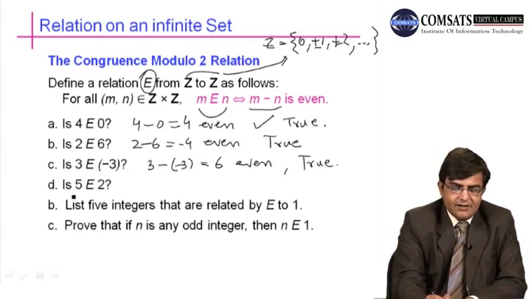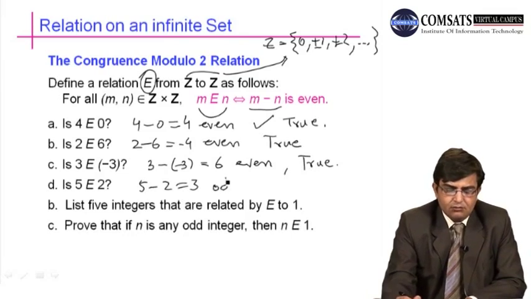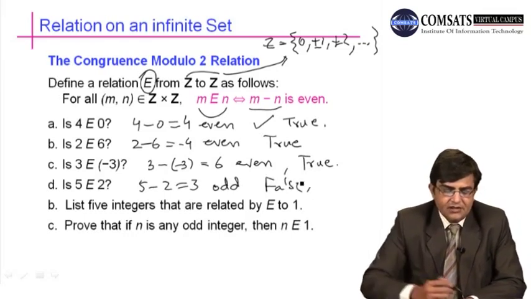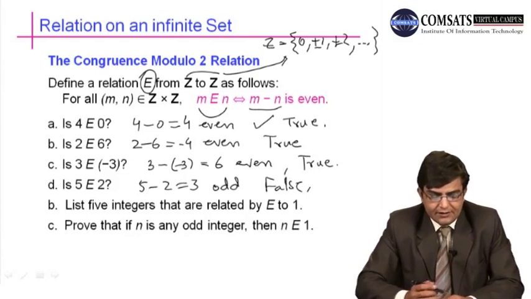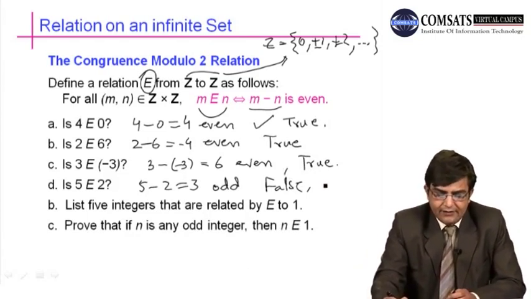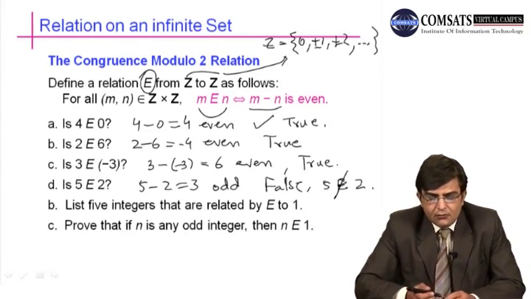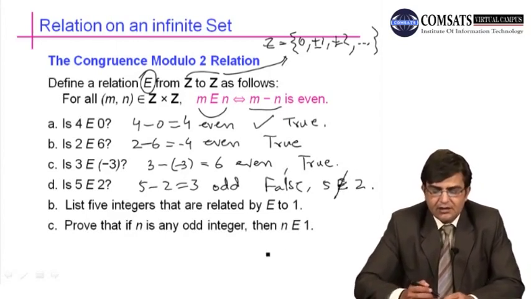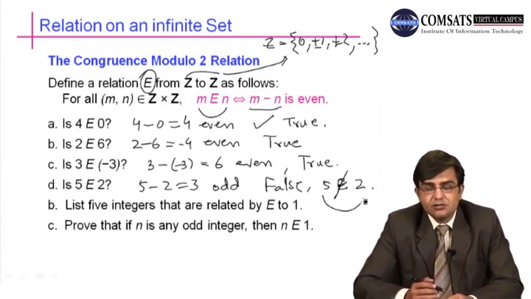In the next case, is 5 related to 2? 5 minus 2 is 3, which is odd. So 5 is not related to 2. This is false. We can write it as 5 E, with a cross on the relation, to show that 5 is not related to 2.